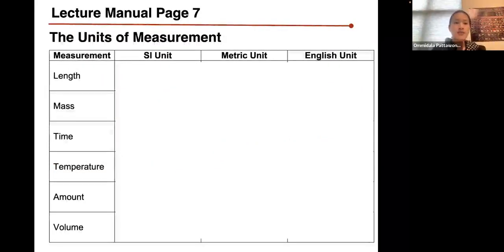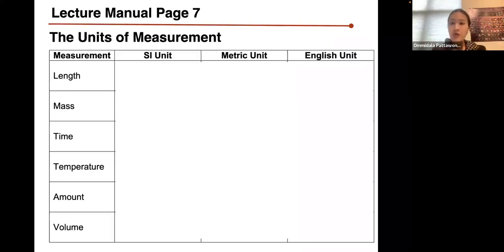When I talk about length, mass, time, temperature, amount, and volume, you will need to know the units associated with those. Vice versa, when I give you the unit, you will need to be able to tell me what it describes. Does it describe length? Does it describe mass, and so on?